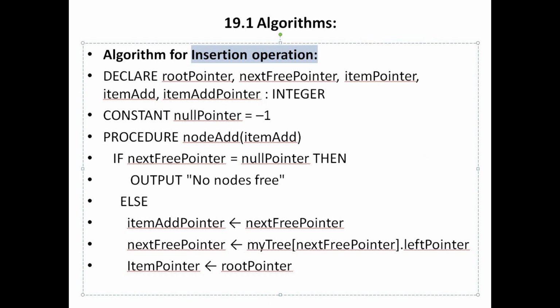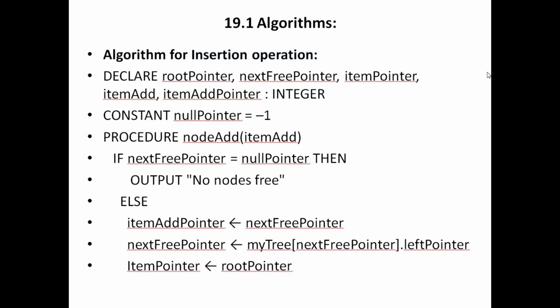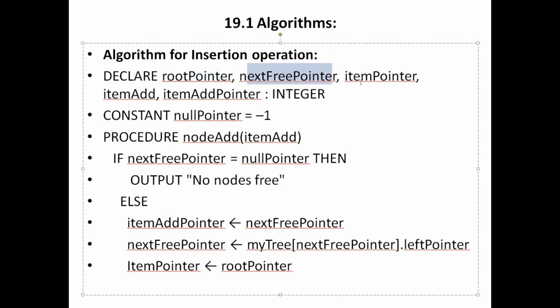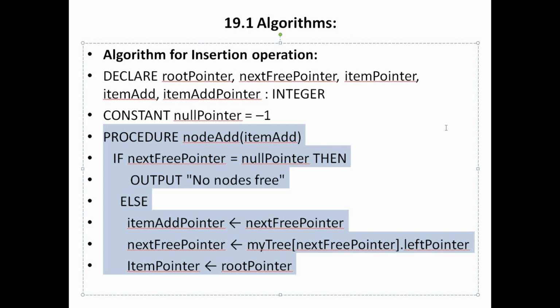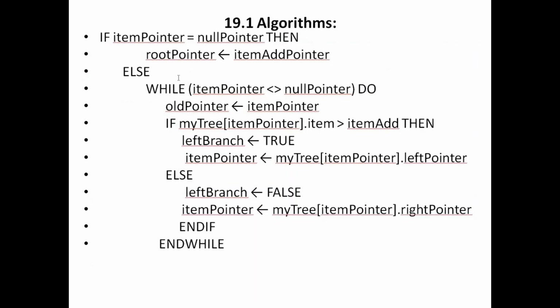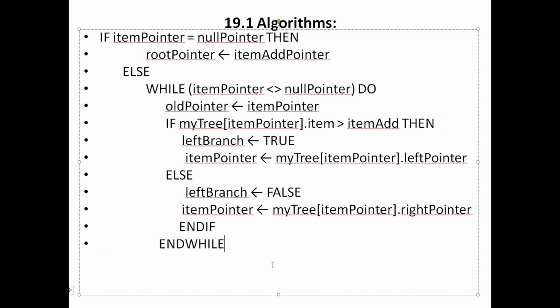Now if you have to insert an operation, now this thing I have kind of just added as a precaution, but anyways, you are going to need a root pointer, a next free pointer, and an item pointer, an item add, and an item add pointer. Then null pointer would be -1, and this is the procedure you're going to need in order to add something into a binary tree. You can just read it.